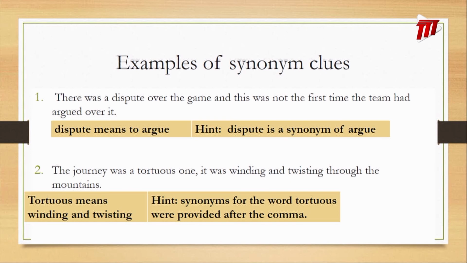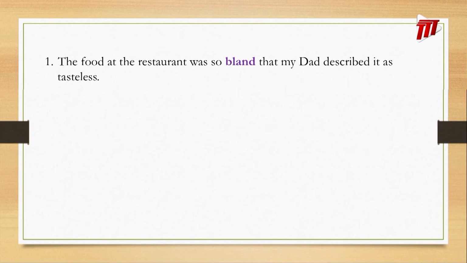The journey was a tortuous one. It was winding and twisting through the mountains. Tortuous means winding and twisting. The comma after one indicates to us the synonyms are coming right after, winding and twisting. Let's look at some other examples. The food at the restaurant was so bland that my father described it as tasteless. Right away you see in this sentence that bland means tasteless. It was described this way by Dad.